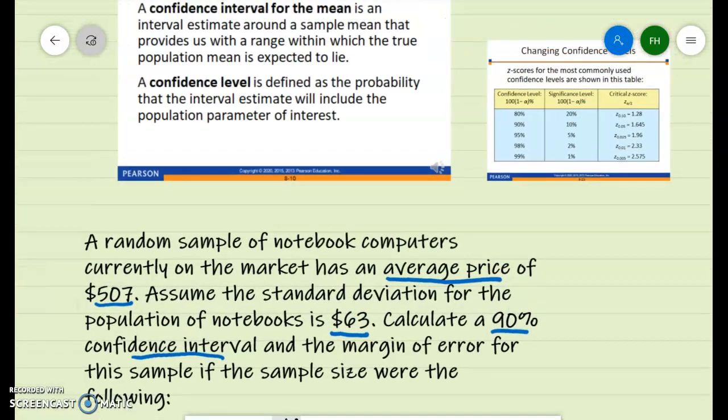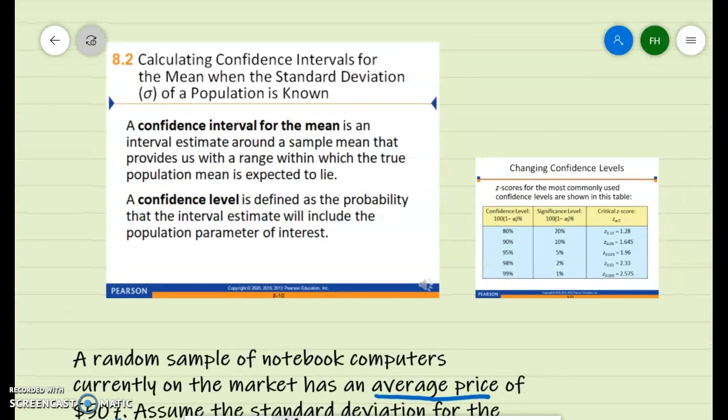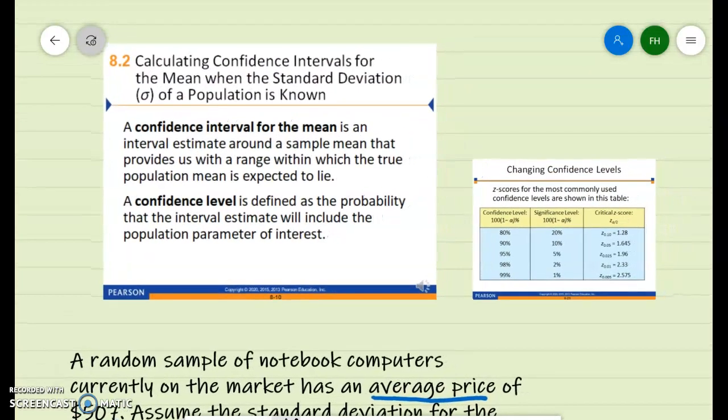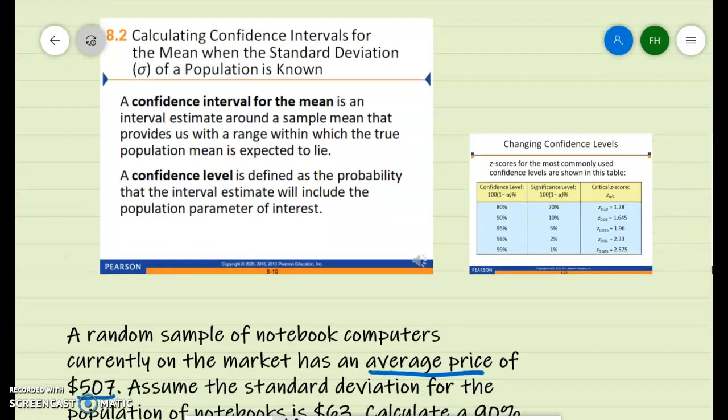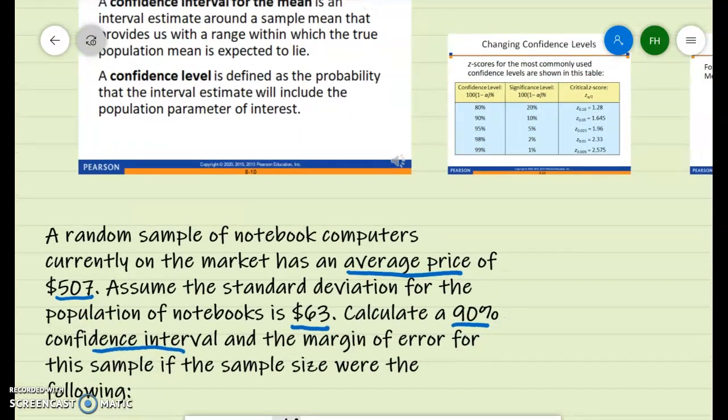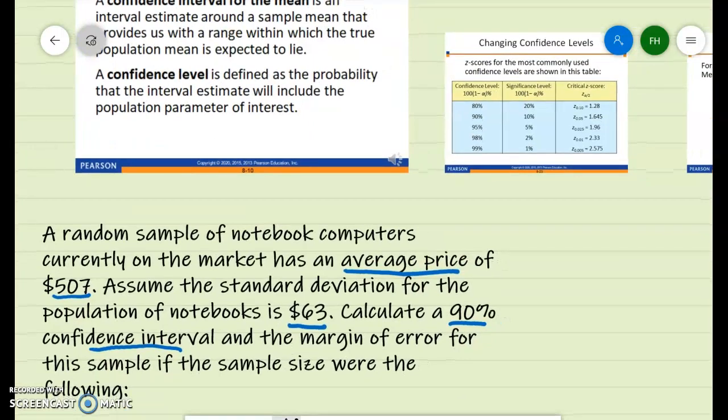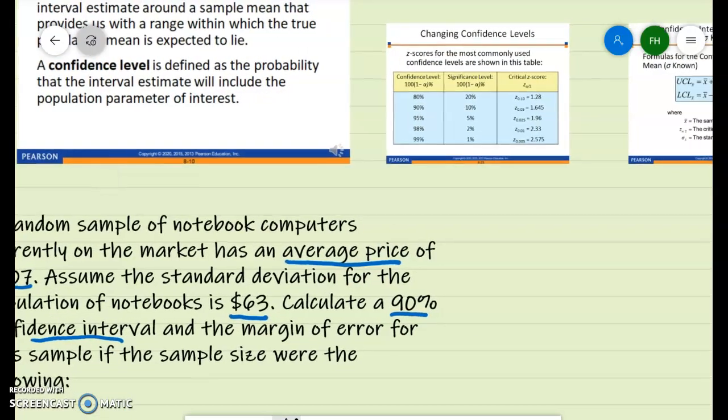So let's look up here and make sure we understand what a confidence interval for the mean is. It's just an estimate around a sample mean that gives us a range about the true population mean. And then our confidence level is the probability that our estimate will include the population mean that we're looking at. So we're going to get started with our confidence interval.